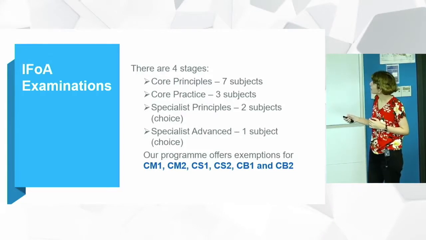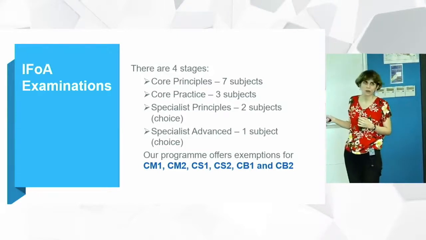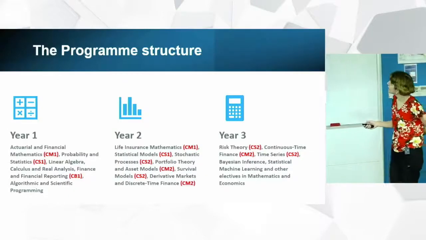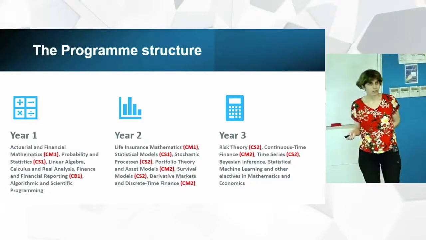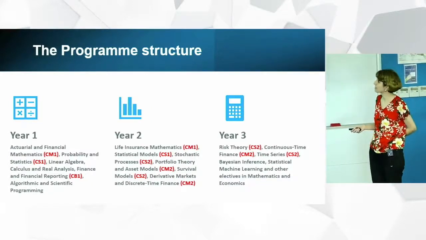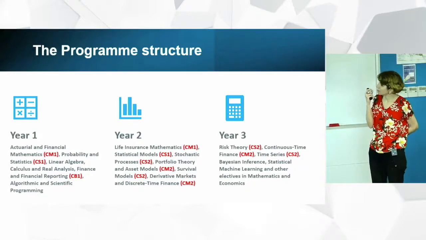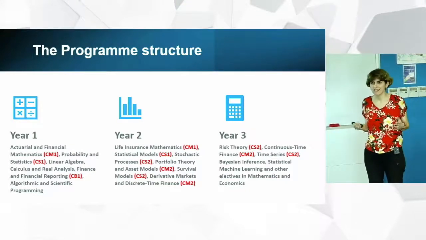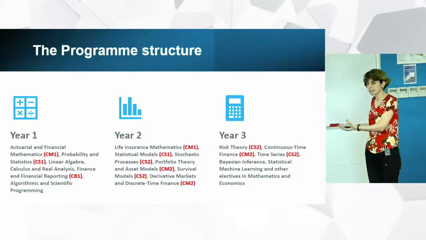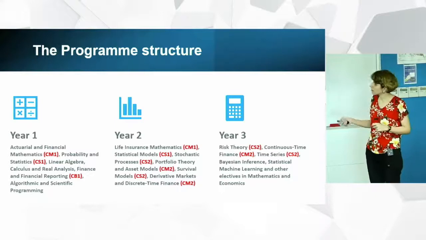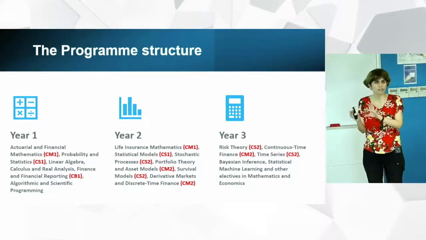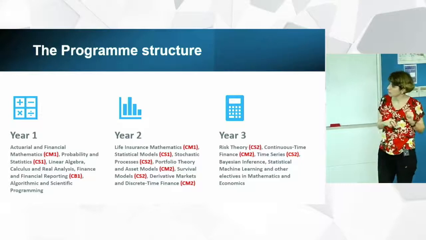And here we provide exemptions for CM1, CM2, CS1, CS2, CB1, and CB2, which are under core principles. Here we have the program structure. The first year is the same for both actuarial science and statistical data science. So sometimes we tell the students, don't worry if you are not sure whether to choose actuarial science or data science, because after 1 year, you still have the opportunity to switch from one program to the other.